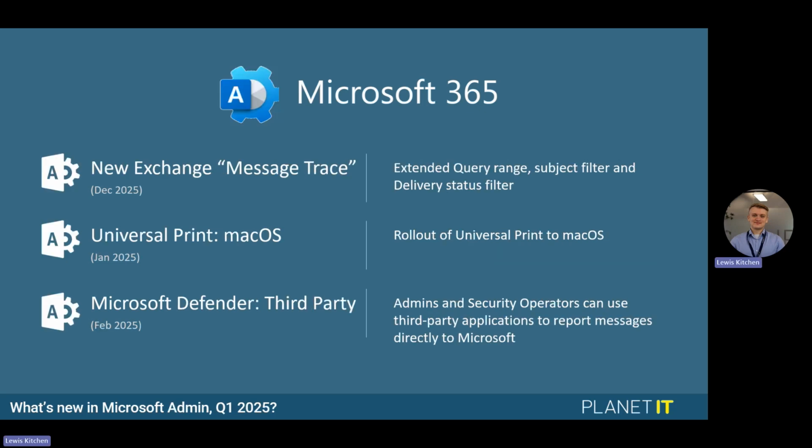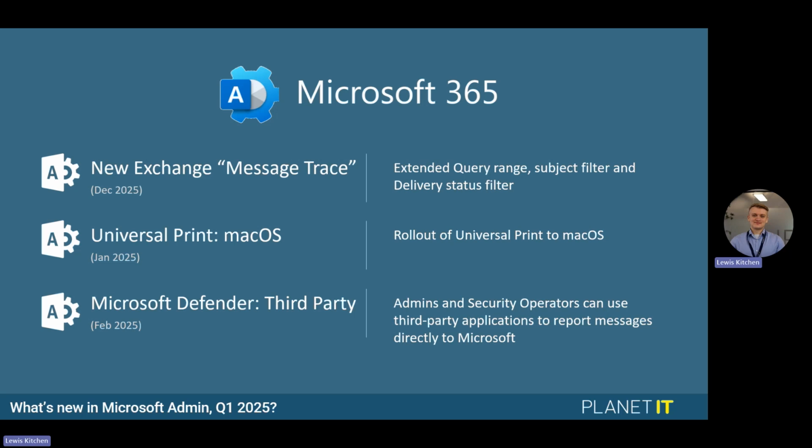For the admin side of Microsoft 365, in December 2025, they are adding new features to the message trace within Exchange. So you can now have an extended query range. They are extending how far back you can search mailboxes. I think at the moment it's currently a year. I don't know what it would be extended to, but hopefully it should be 2 or 3. You can now do subject filters within the Exchange message trace, and delivery status. You can see if it's failed, sent, been caught in spam or whatever.